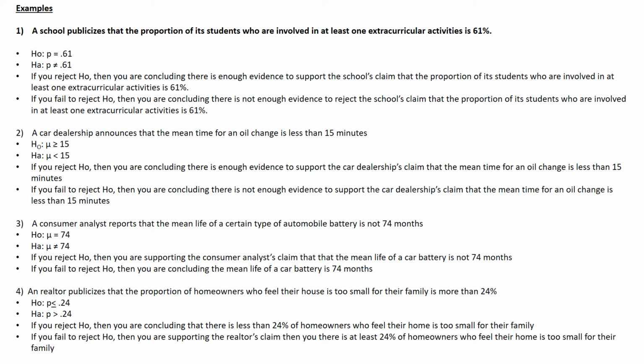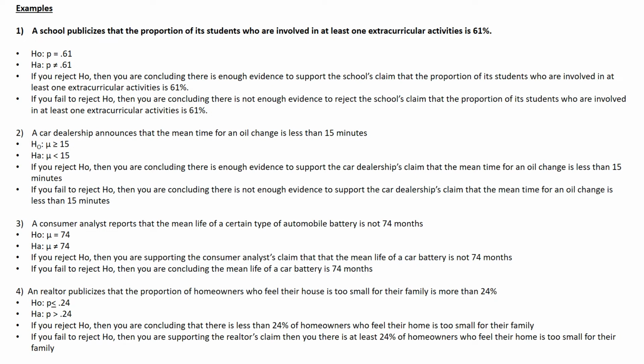Let's look at this. These are from the beginning. A school publicizes that the proportion of students who are involved in at least one extracurricular activity is 61%, which means then it's equal to my null hypothesis. Null hypothesis H sub O is P equals 0.61. So the alternate P is not 0.61. If you reject H sub O, if you reject the null hypothesis, you're concluding there's enough evidence to support the school's claim that the proportion of students who are involved is 61%. If we fail to reject it, then we are concluding there's not enough evidence to reject it.